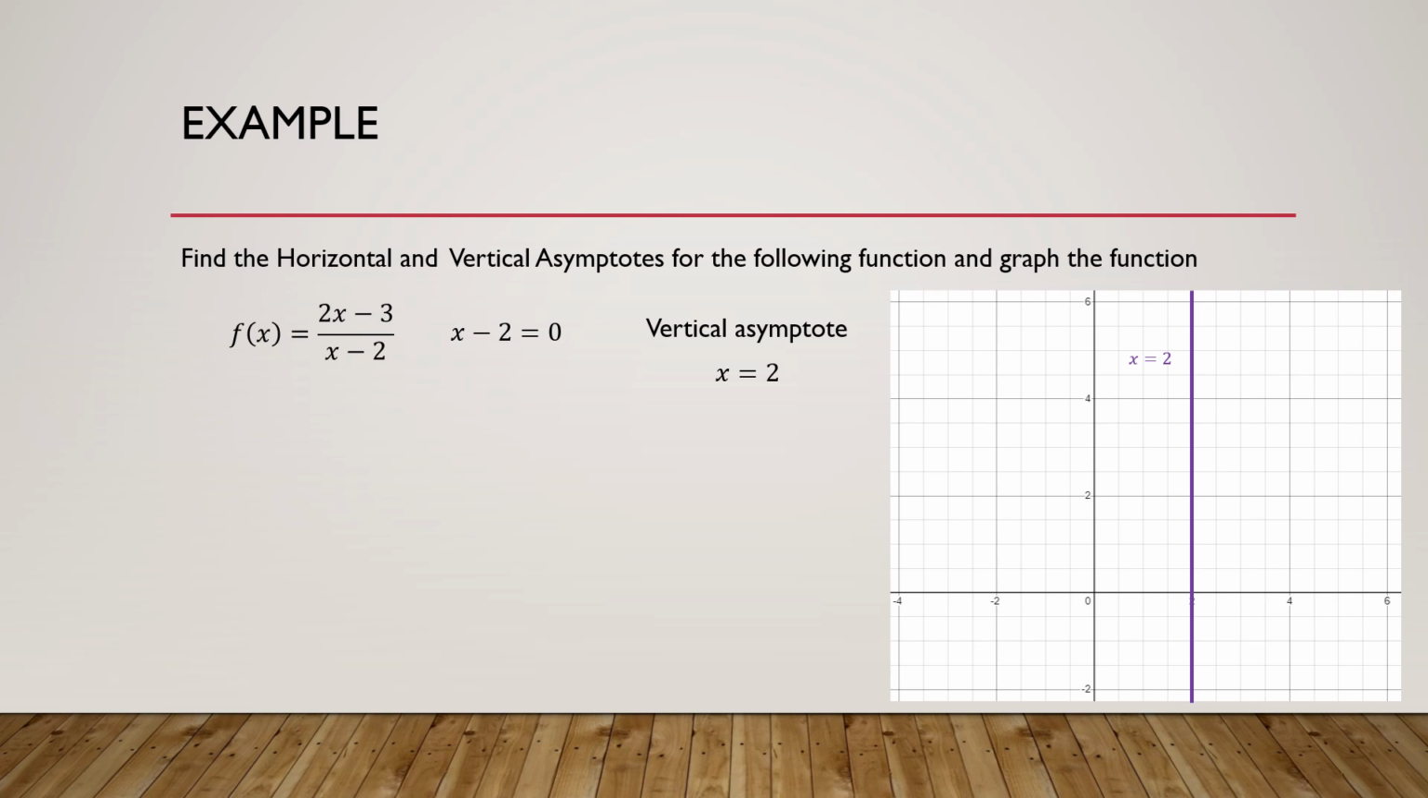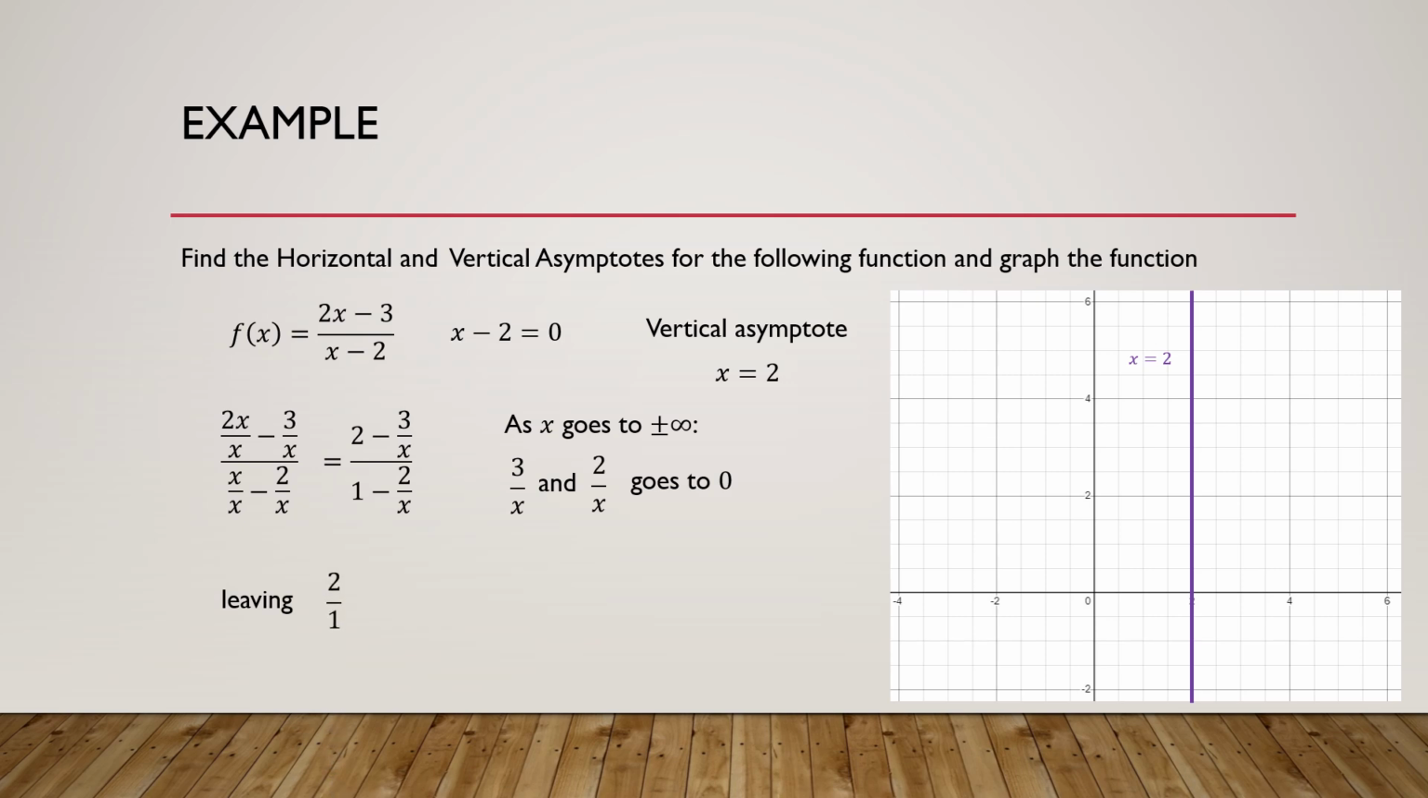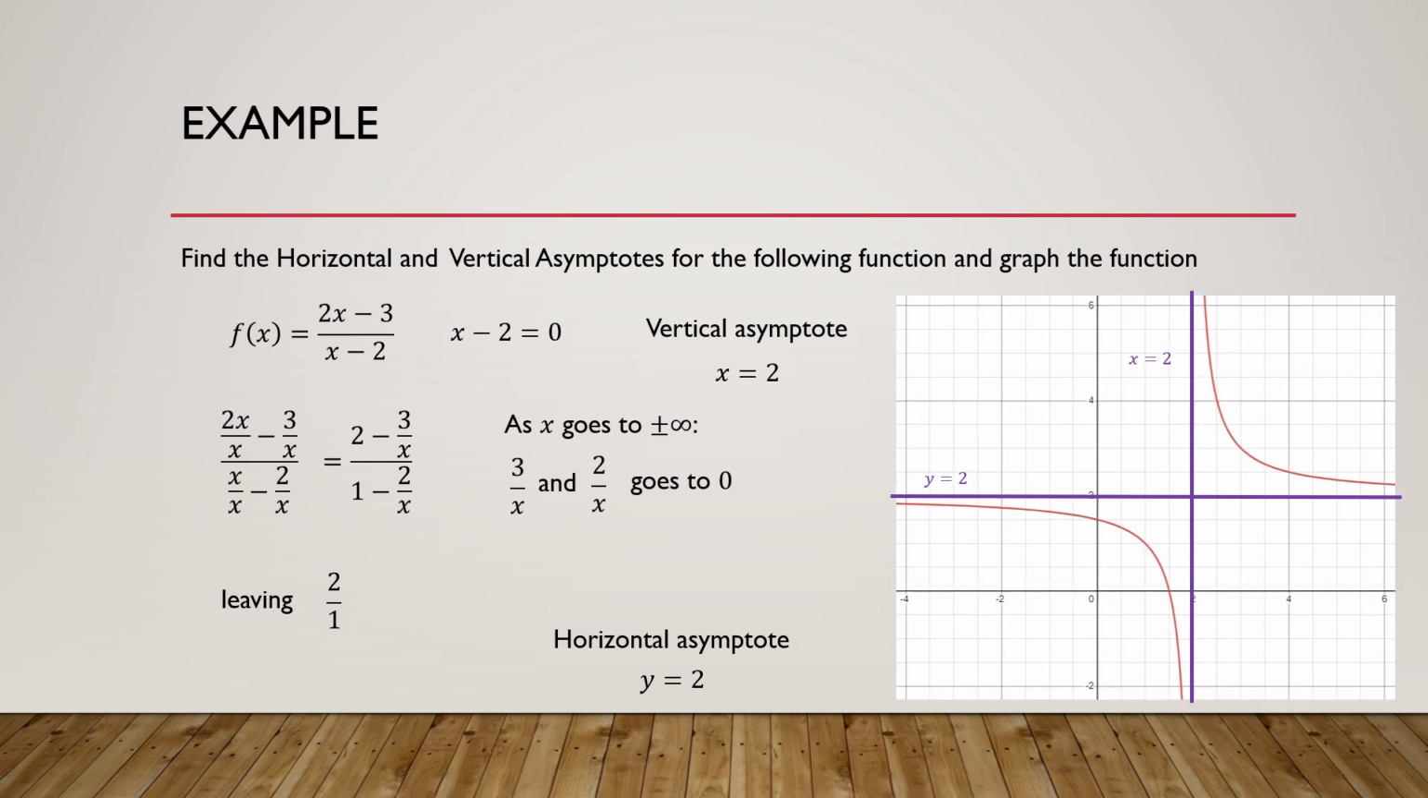To find the horizontal asymptote, we divide all terms by x. In the first term of both the numerator and denominator, the x's cancel, leaving 2 minus 3 over x all over 1 minus 2 over x. As x goes to plus or minus infinity, 3 over x and 2 over x go to 0, leaving 2 over 1, or the horizontal asymptote y equals 2. With the asymptotes established, the graph may be sketched identically to 1 over x.